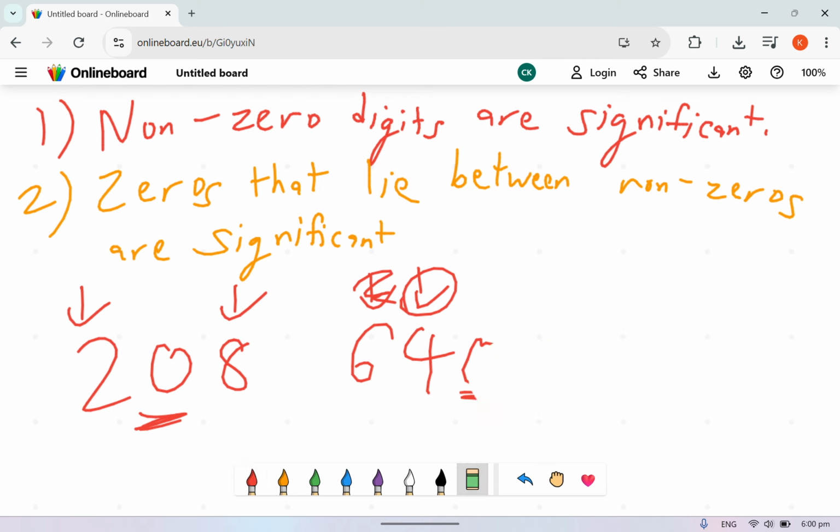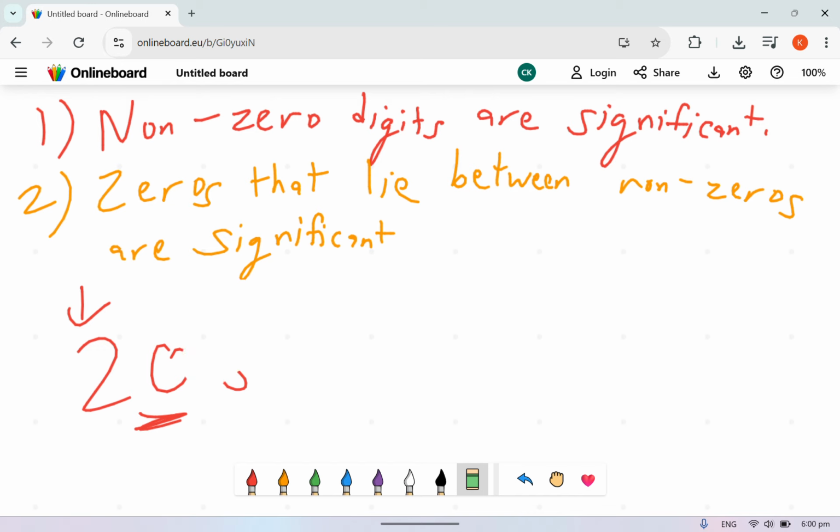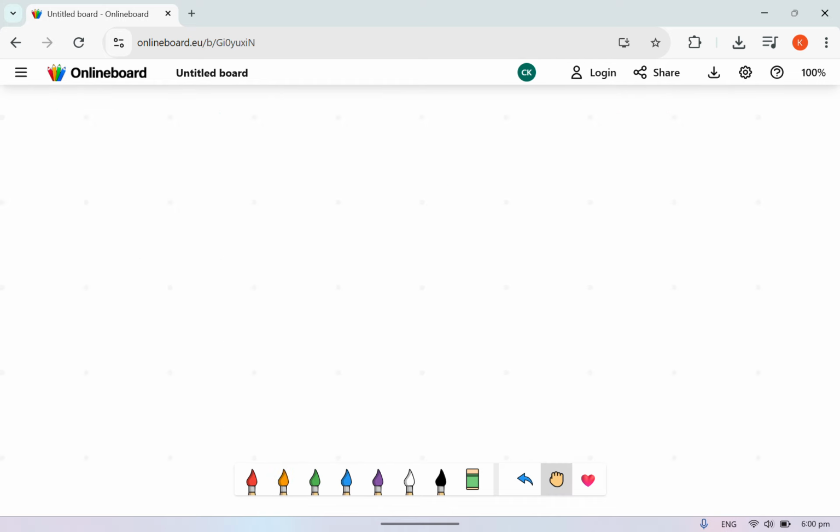So, let me give you some questions now. I'll just give you a rule and give you some questions. And then lastly, we do a little exercise to test whether you actually understand. Okay. I'll give you a lot of numbers and tell me how many significant figures we have.